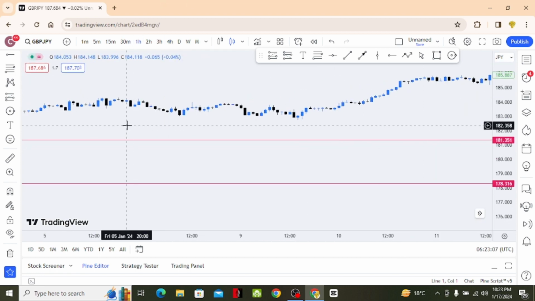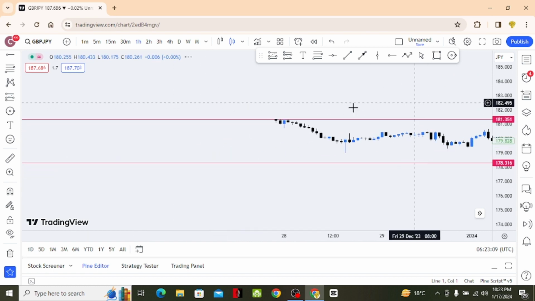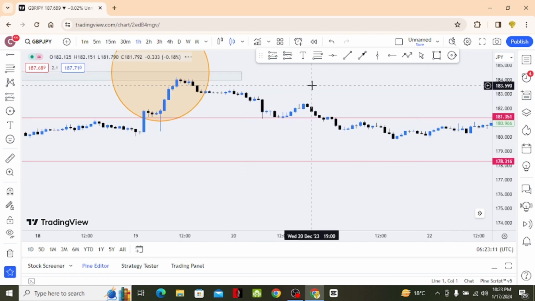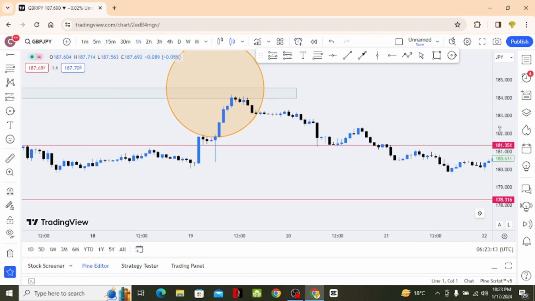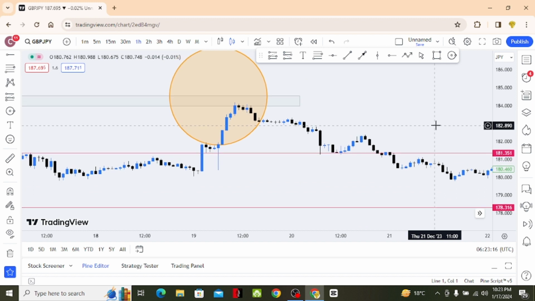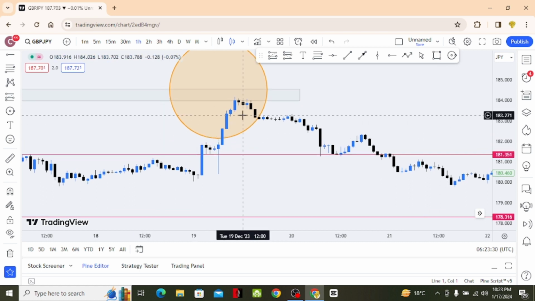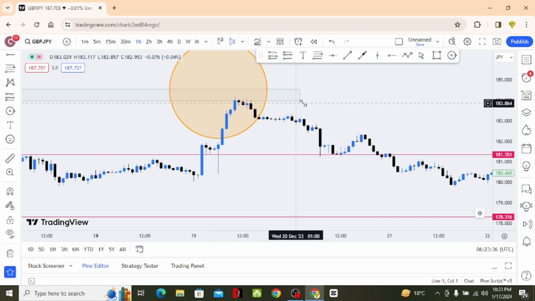Okay, I'm on the 1 hour time frame right now. So what's the next thing we want to do? I'm not going to place any trade. You shouldn't place any trade until you see a bearish candle. In this case, the color of my bearish candle is black. Yours can be red, depending on the color you decided to use. This is my bearish candle.